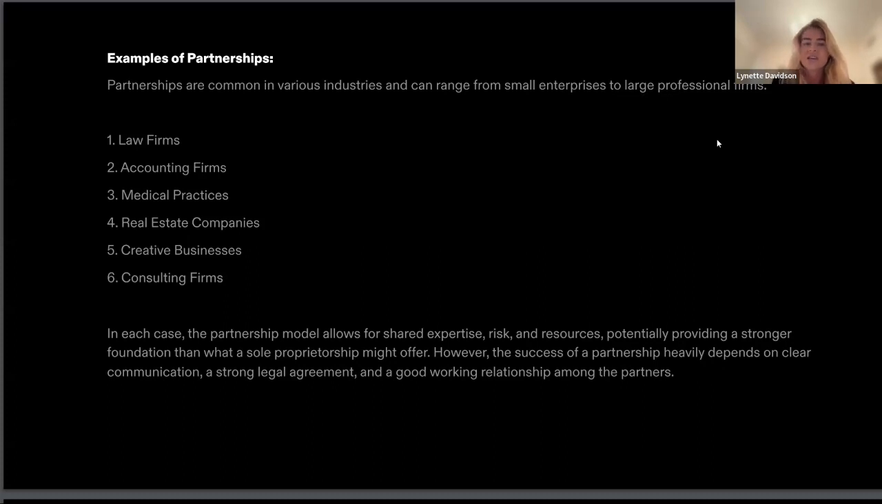So in each case, a partnership model allows the partners to share the expertise, but also the risk and resources, and can potentially provide a stronger foundation that way than a sole proprietorship may offer. However, it's very important to realize that the success of a partnership heavily depends on clear communication, a strong legal agreement between the different partners, especially in case of a dispute, and a good working relationship between the parties.